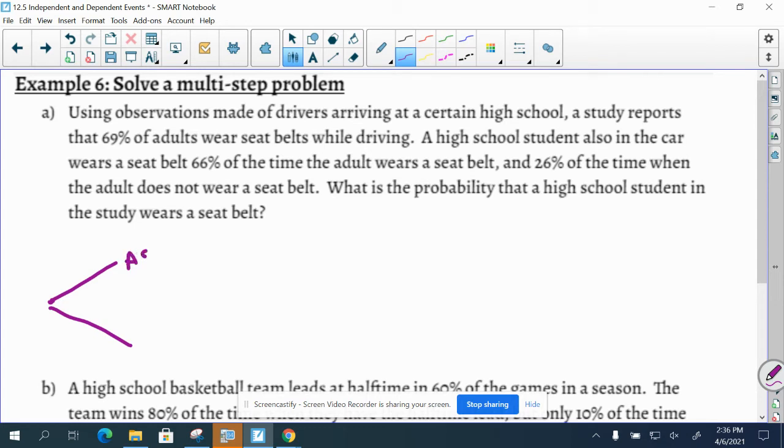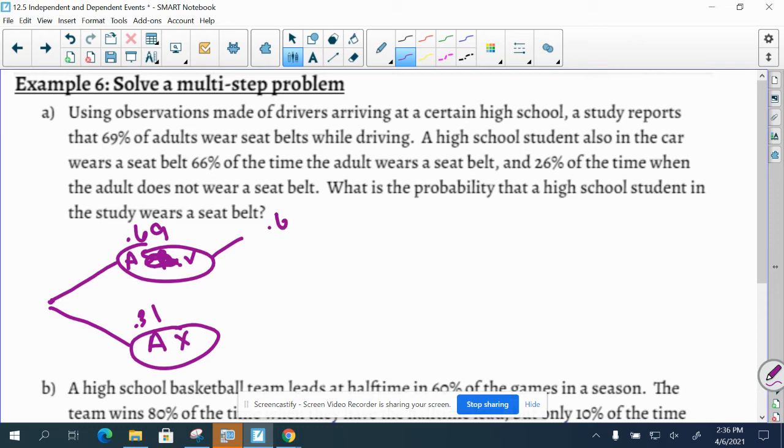adult seatbelt. Just making sure I don't do any abbreviations that we don't want. Okay, so that would be 0.69. And then 0.31 would be adult, and I'm just going to say adult check, adult not check, so not wearing a seatbelt. That sounds easier. And then for the student, they're wearing a seatbelt 66% of the time when the adults are wearing a seatbelt, so that'd be 0.66. And then we'll say student check.